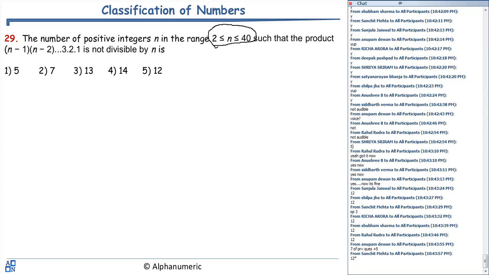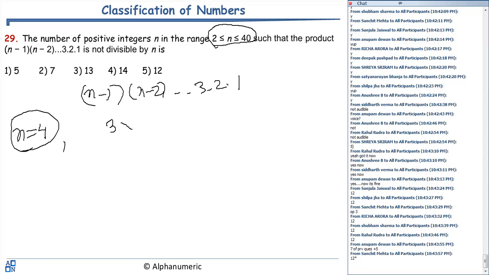Now, there is an exception. Previous question CAT का था और ये question CAT में नहीं आया है, but एक और paper था उसमें आया है. IIMs में एक अलग test भी होता है किसी एक particular course के लिए, उसमें आया था. Now the important thing here is, n-1 into n-2 till 3 into 2 into 1. Now take n equal to 4. If you take n equal to 4, what will you get? You will get 3 into 2 into 1. Now, is it divisible by 4? Tell me. Is 3 into 2 into 1 divisible by 4?